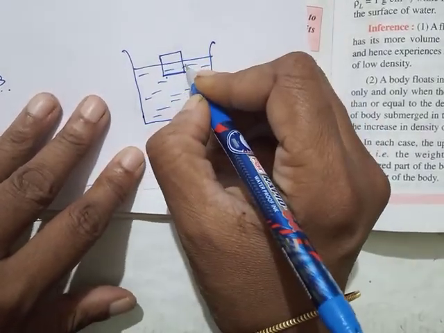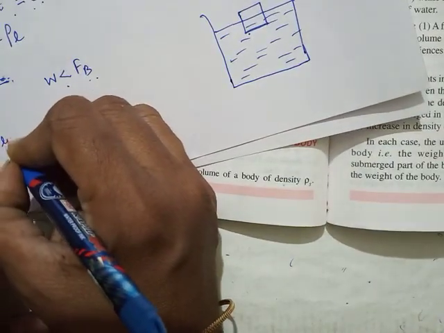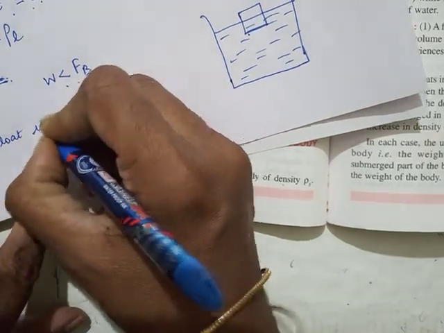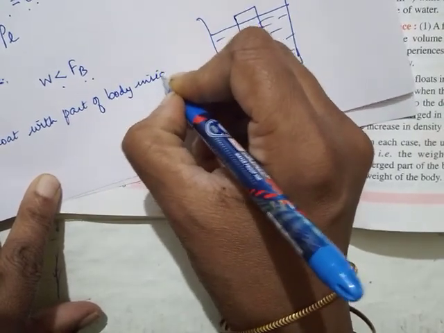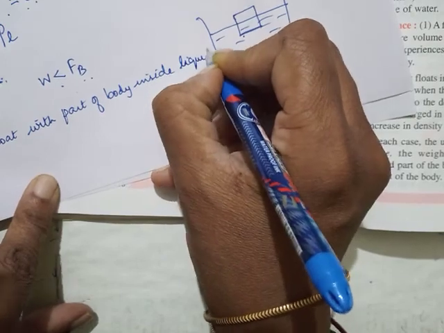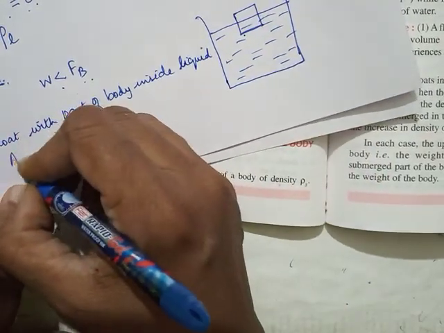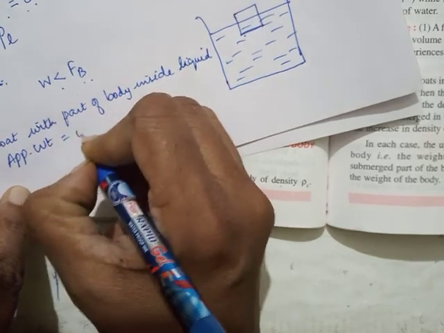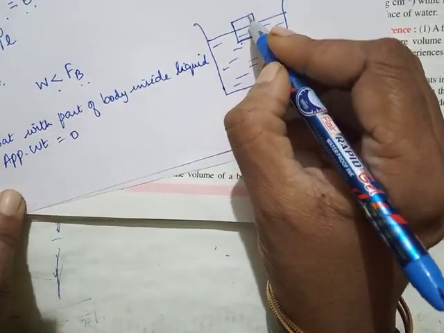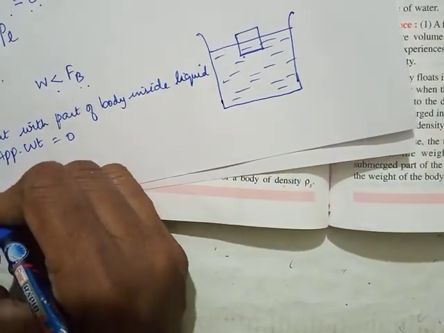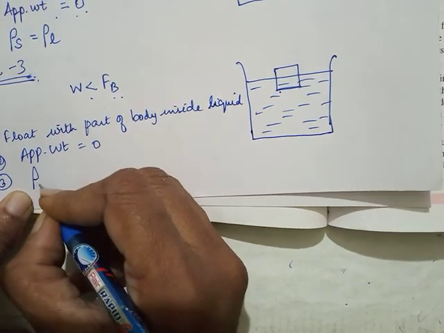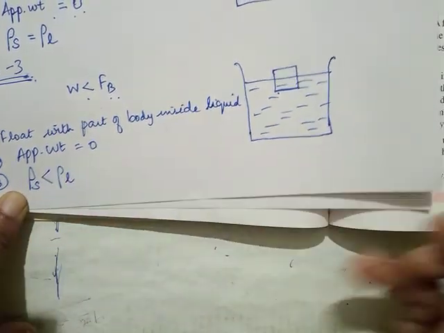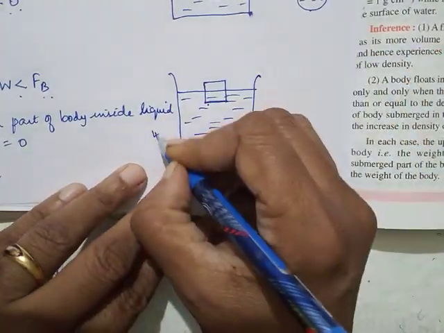So what will be your conclusion? Float with part of body inside liquid and part of body outside liquid. In this case also apparent weight will be 0. When it is floating like this, if I put a spring balance here, it will be showing 0. Third one, this is the case when density of solid is less than density of liquid.